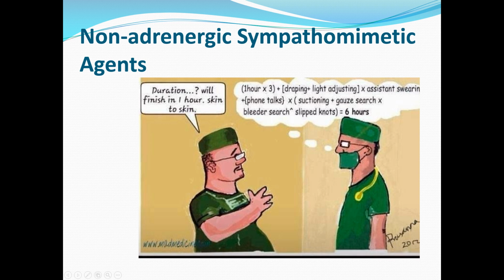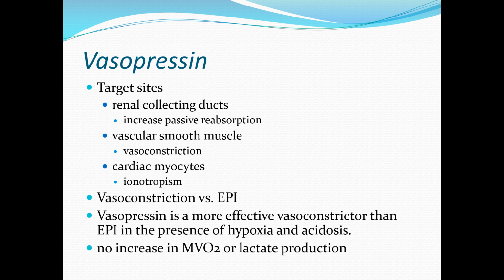In the next few slides, we're going to talk about some sympathomimetic agents that are not adrenergic agents. First one, and the most famous one, is vasopressin. You'll probably have used it in the ICU. And as you know, the target sites for ADH are the renal collecting ducts, vascular smooth muscle, and cardiac myocytes.